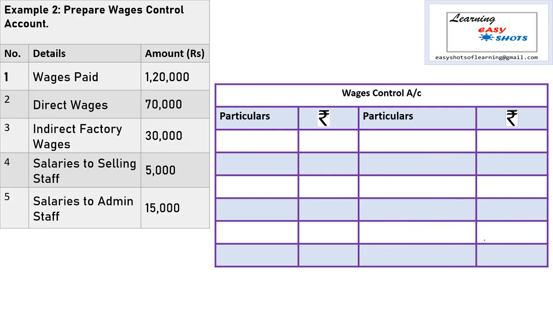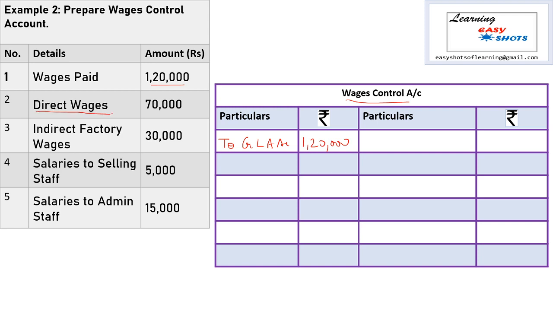Our next ledger posting is related with wages control account, where we include all those transactions that are related with payment of wages and charging of wages to different departments. When we pay wages, we debit all the expenses. So on debit side we write wages paid amounted to 1,20,000, and in place of cash we use general ledger adjustment account 1,20,000.